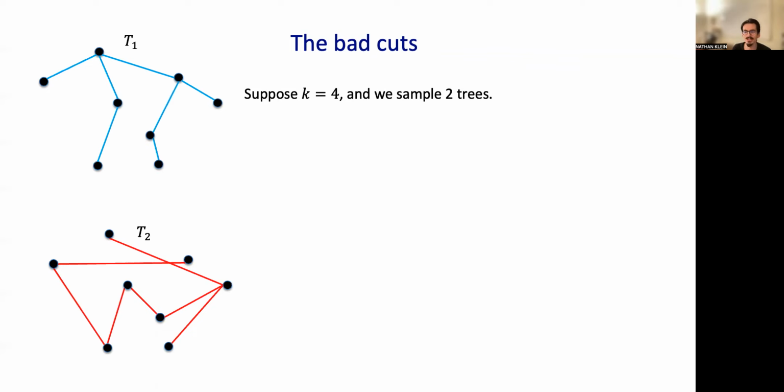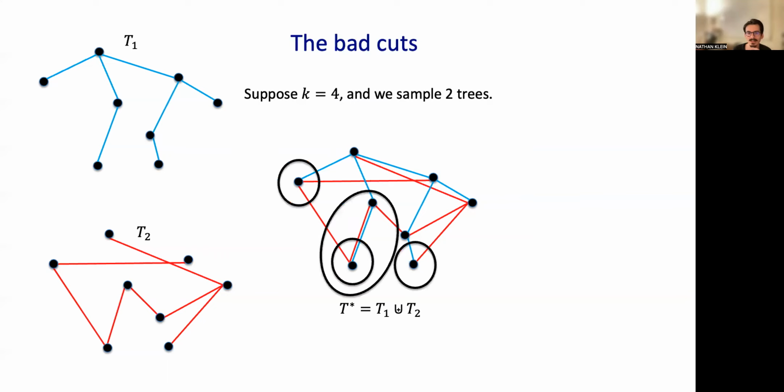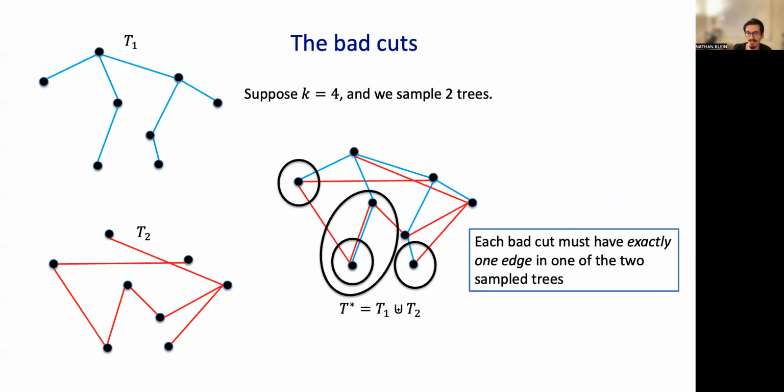And now let's look at the union of these 2 trees. Now it's not hard to see that the only cuts I need to worry about, which in this case are these ones, must have exactly one edge in at least one of the trees. So that's a very innocent observation. If a cut has at least 2 edges in both T1 and T2, then the cut has at least 4 edges and I'm fine.